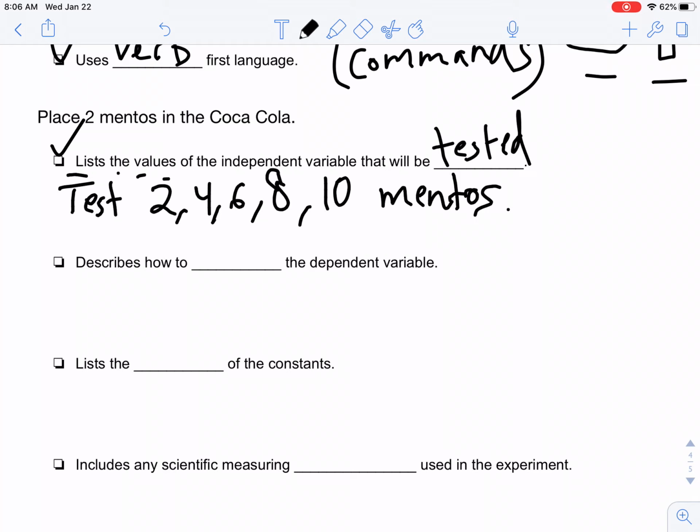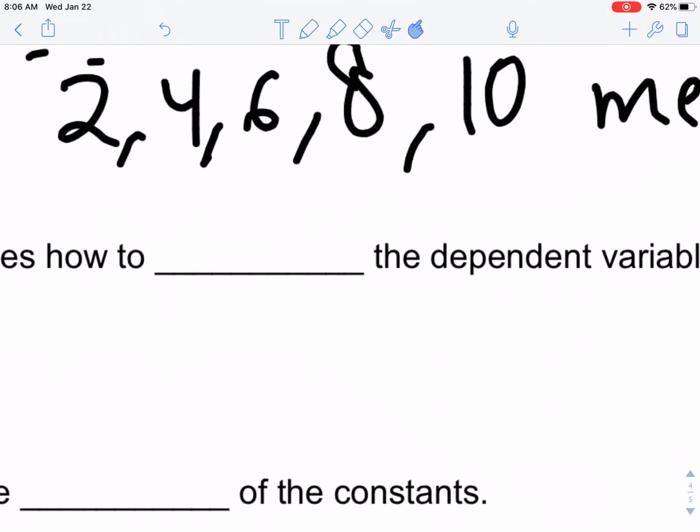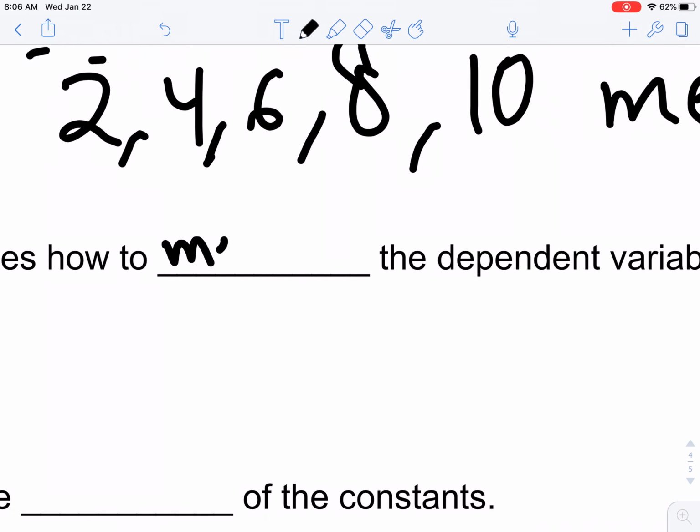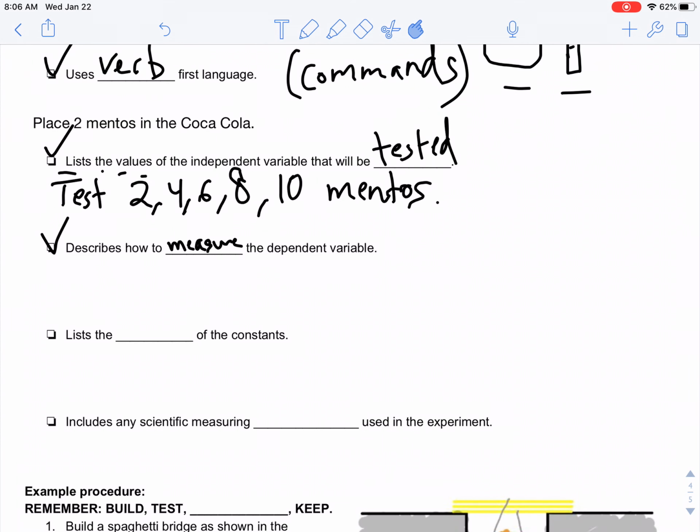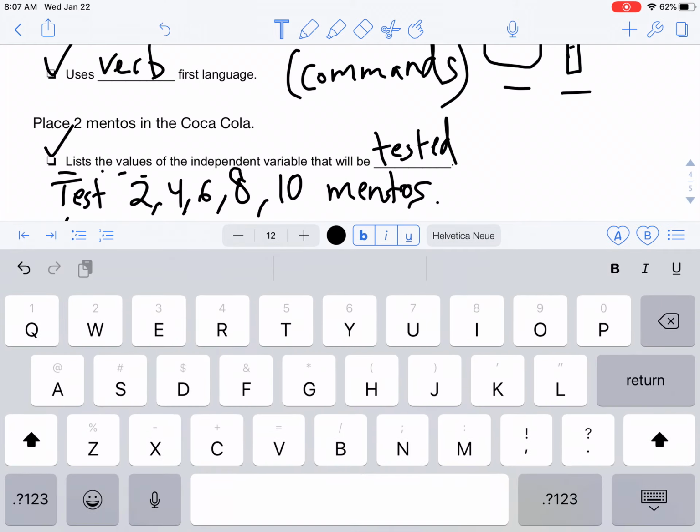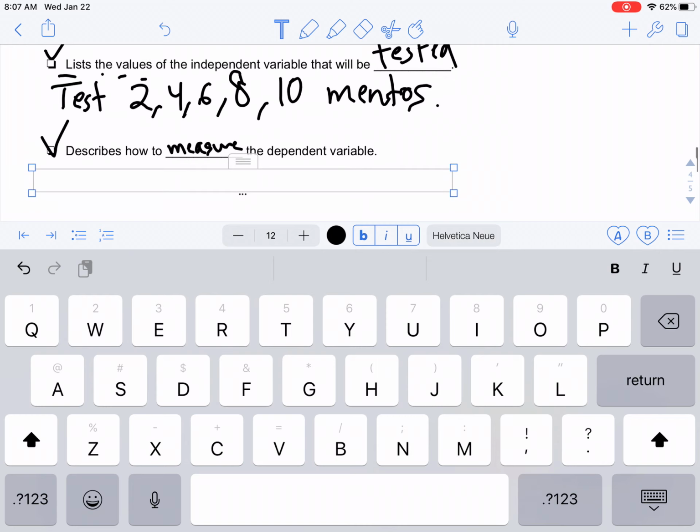Then a perfect procedure describes how to measure the dependent variable. Measure the dependent variable. For example, what's the effect of putting Mentos in a Coca-Cola? It's going to shoot the Coca-Cola up into the air, and so they're going to measure the spout, how high up it goes. So we can write that in our procedure.